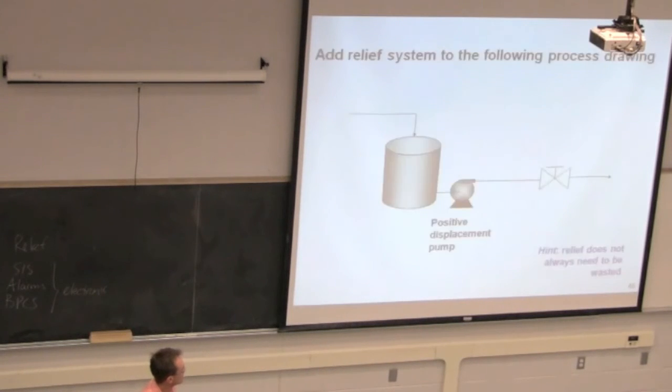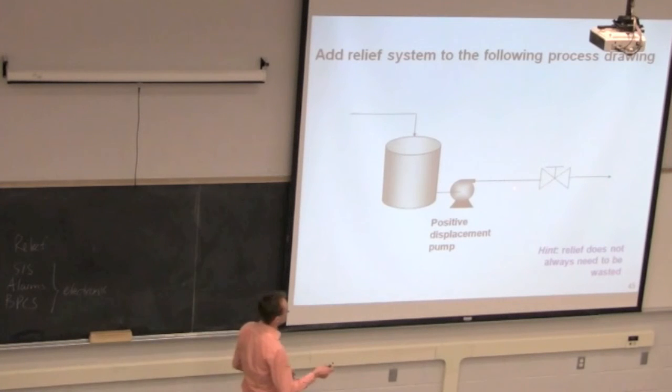So then the question is, why even put that valve over there? If we know that this is an unsafe situation, why would we even put a valve downstream of that pump? To isolate parts of your process for maintenance periodically. So we definitely need a valve.